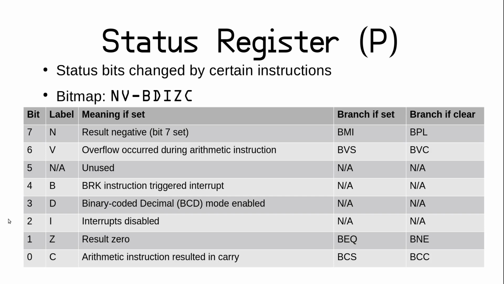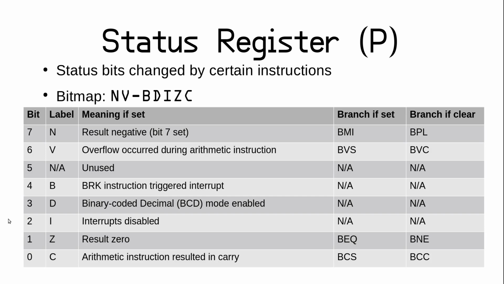The Z bit is set when the result is 0, which is the case when you compare the contents of a register with its exact value. So the BEQ instruction stands for branch if equal, meaning the Z bit is set. If the Z bit is clear, you can branch with a BNE, or branch if not equal instruction.